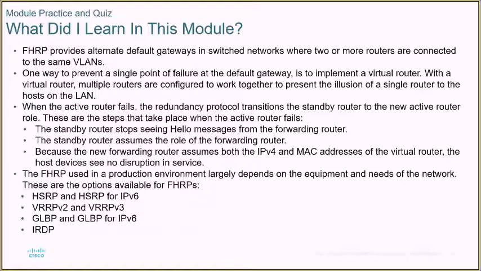So there's HSRP for both IPv4 and IPv6. VRRP versions 2 and 3. Of course, 3 supports both. GLBP for IPv4 and IPv6, and the old one, IRDP.